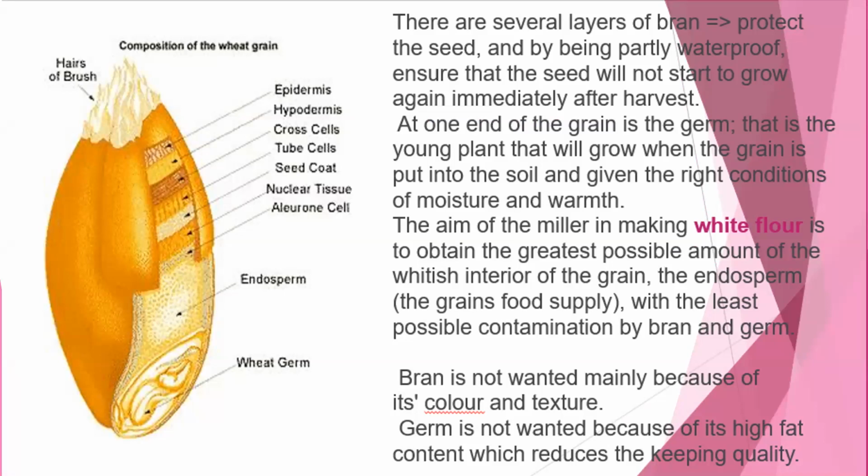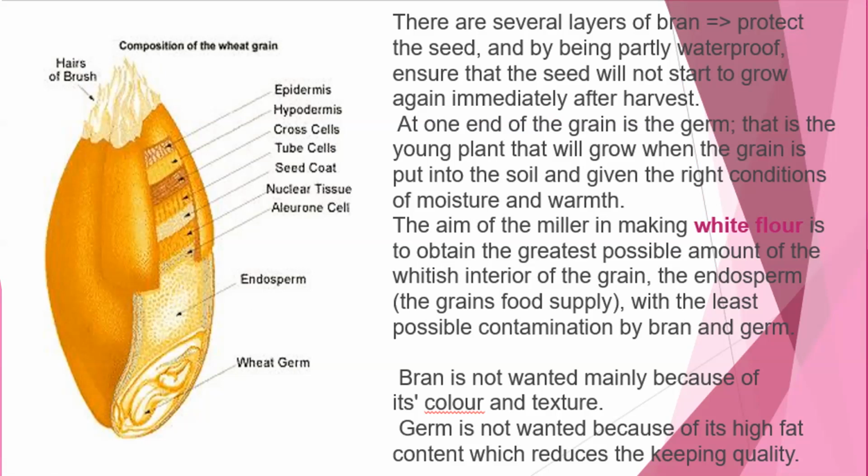And these bran layers are partly waterproof, which ensures that the seed will not start to grow again immediately after harvest. At one end of the grain is the wheat germ. That is the young plant that will grow when the grain is put into the soil and given the right conditions of moisture and warmth.